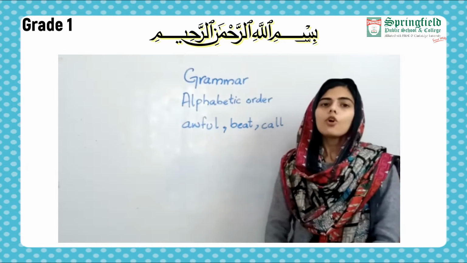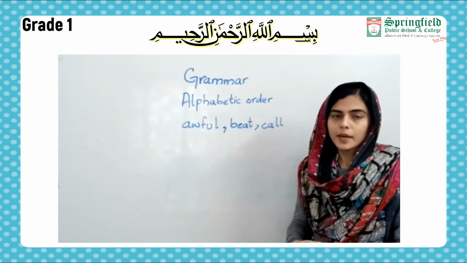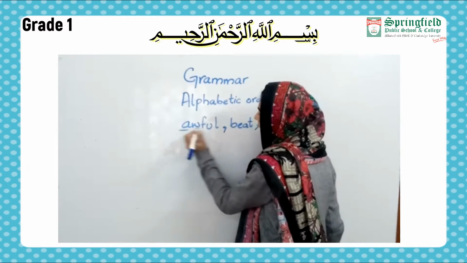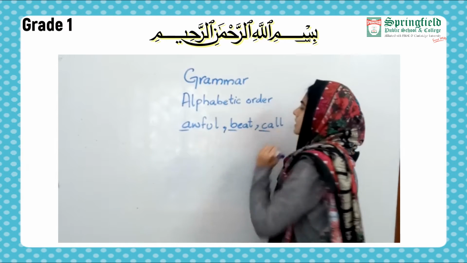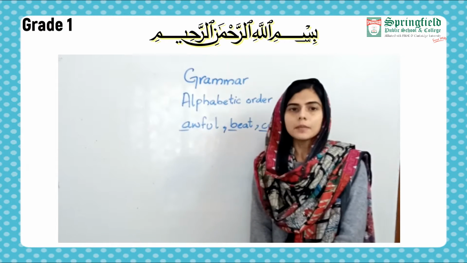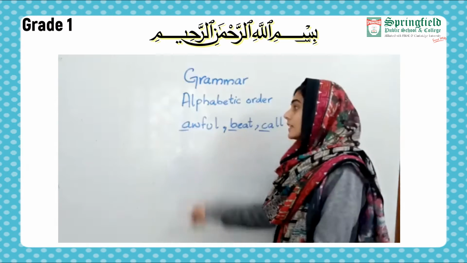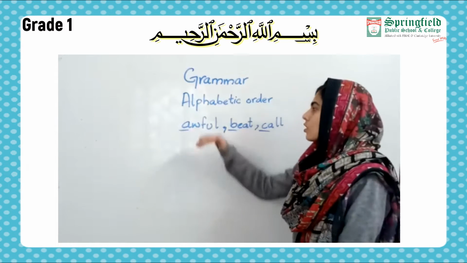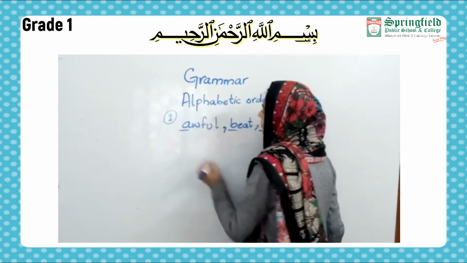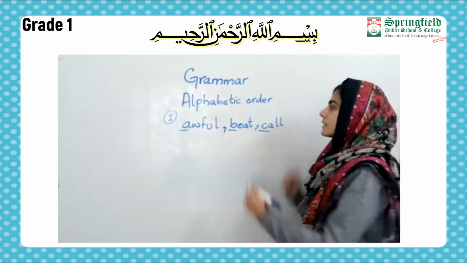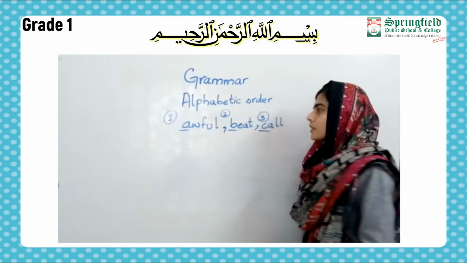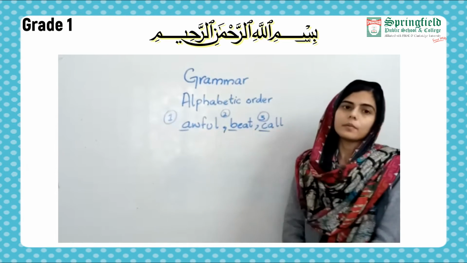Now, in order to arrange these words in the alphabetic order, what we are going to do? We are going to see the first letter A, B, C. Now, which letter comes first in ABC? It's A. So awful will be our first word. Then B, then C. First, second and third. So this is our alphabetic order.